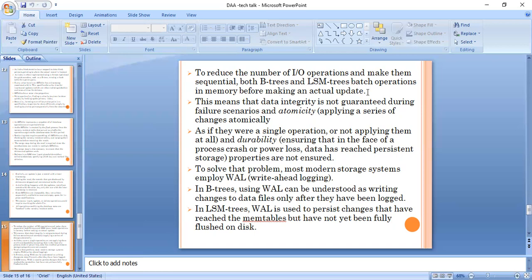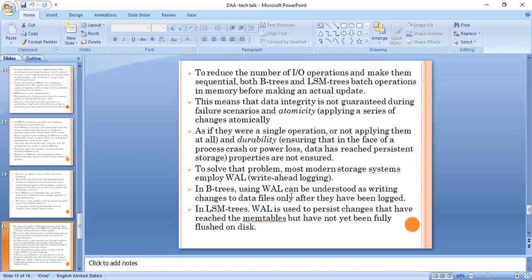making an actual update. This means that data integrity is not guaranteed during failure scenarios: atomicity, applying a series of changes atomically, as if they were a single operation, or not applying them at all, and durability, ensuring that in the face of a process crash or power loss, data has reached persistent storage, are not ensured. To solve that problem, most modern storage systems employ WAL, write-ahead logging.